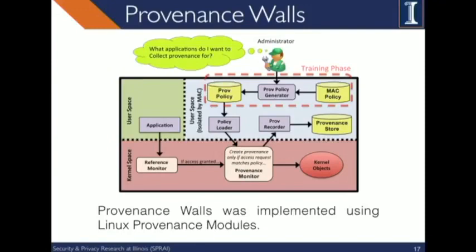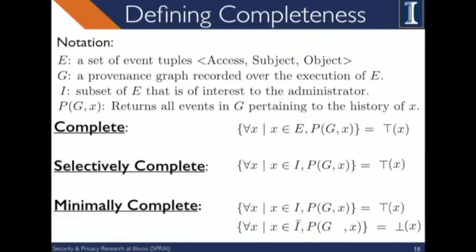And at that point, whenever a new event occurs, the provenance monitor is going to pop the security contexts of the objects involved in that event, decide whether or not they match the provenance policy, and if and only if that is the case, will we generate a new event. Otherwise, the provenance monitor takes no action. All right, so that's the goal of the system.